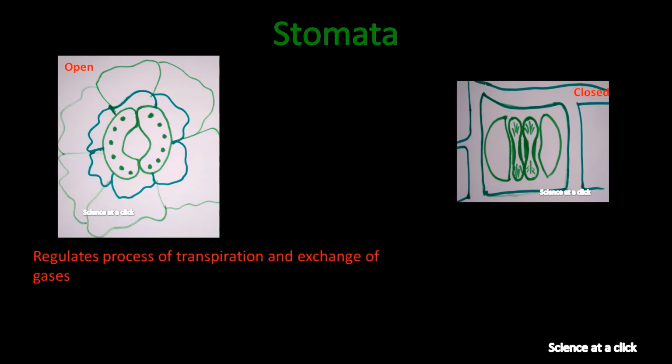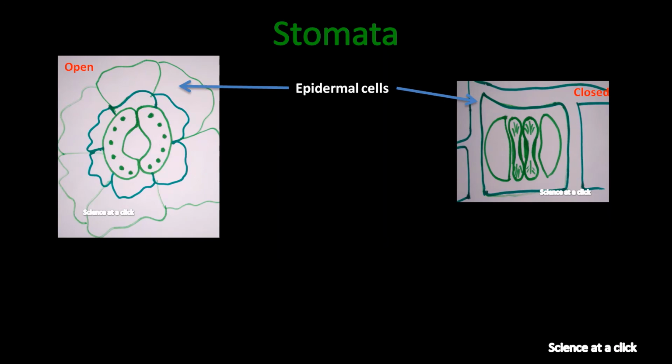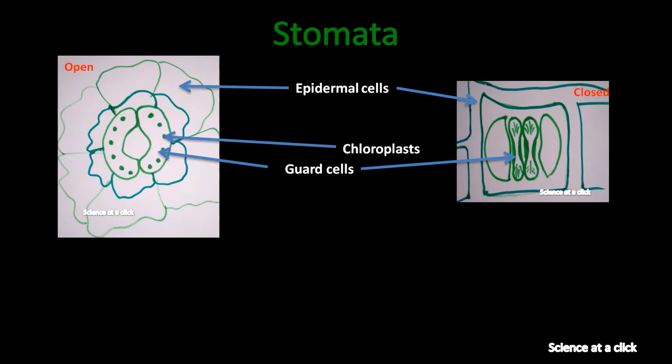The function of stomata is to regulate the process of transpiration and the exchange of gases. The stomata have epidermal cells. They have the guard cells. The guard cells can either be dumbbell shaped or bean shaped. You can see it's a kidney-shaped bean. So it can be in two shapes, and they are also involved in the exchange of gases. The stomata have chloroplasts. So what is the function of the chloroplast? The function of the chloroplast is to regulate the opening and closing of the stomata.